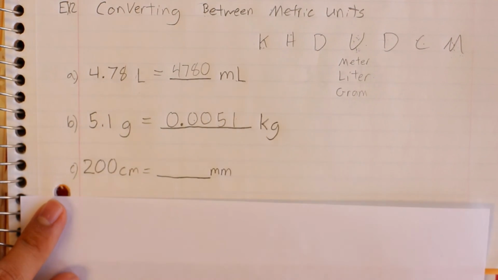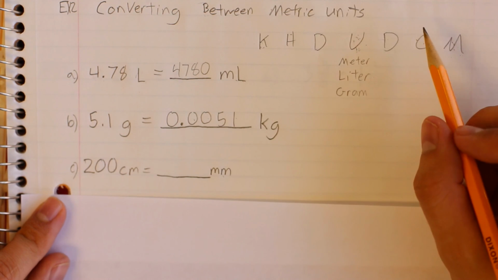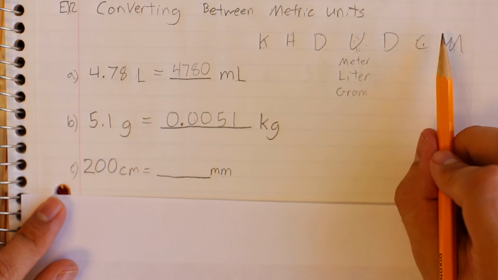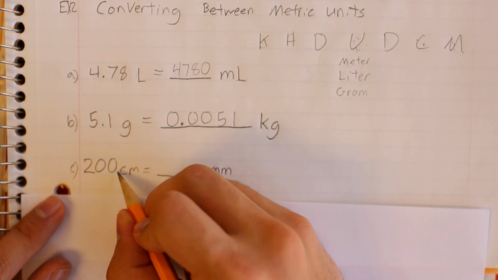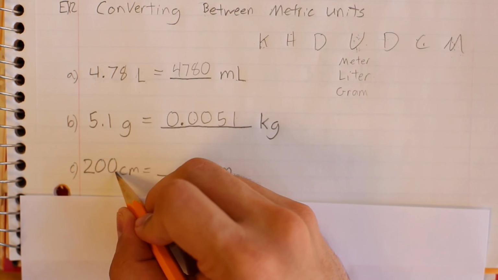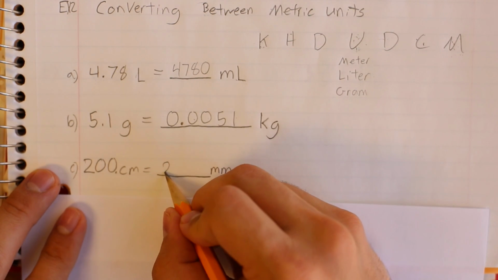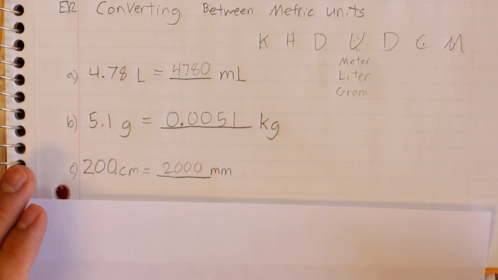All right, last one we're going to take a look at. I have 200 centimeters going to millimeters. So I start here at my centi, I go over to my milli, I move to the right 1. So I have my decimal. You don't see a decimal here, but where is it understood to be? For a whole number, it's understood to be right here at the back. So you move back 1. So I end up with 2,000 millimeters, okay?